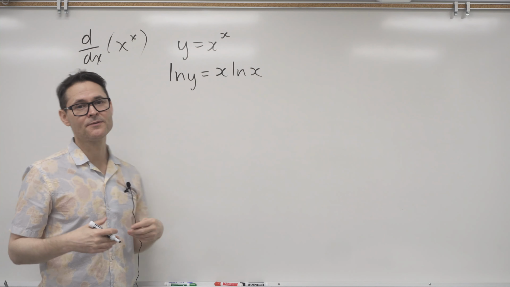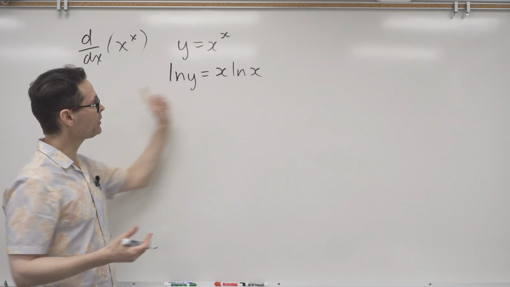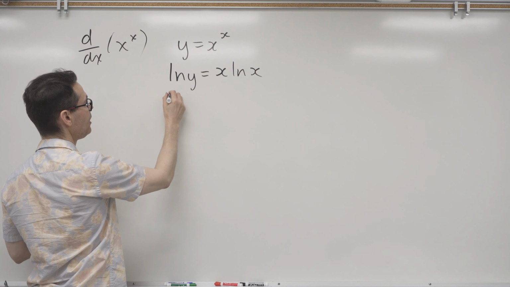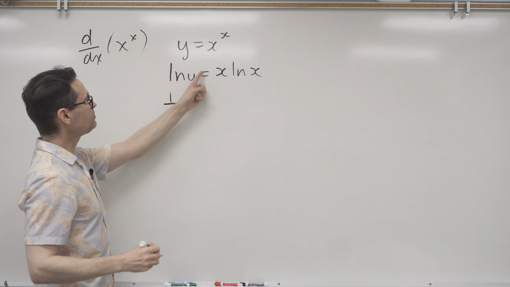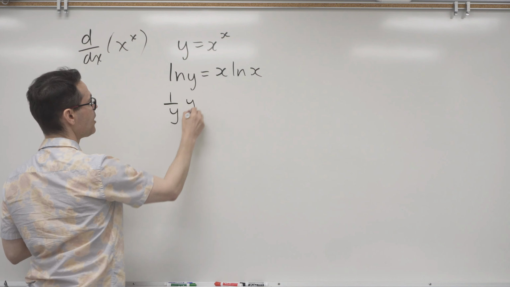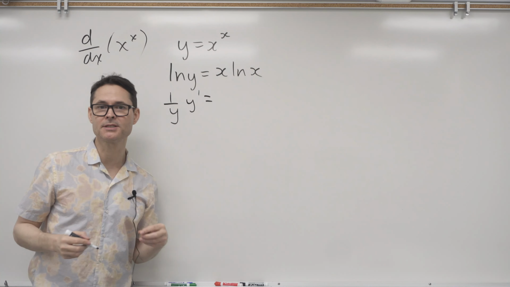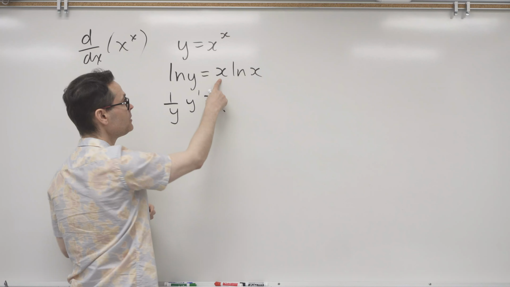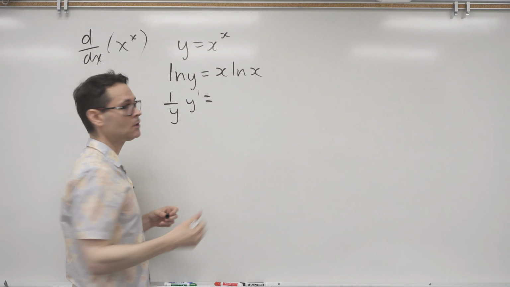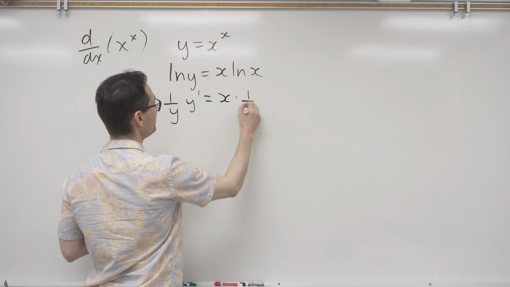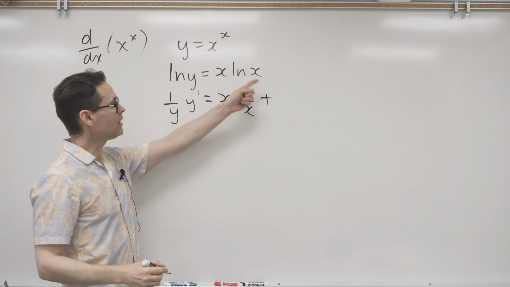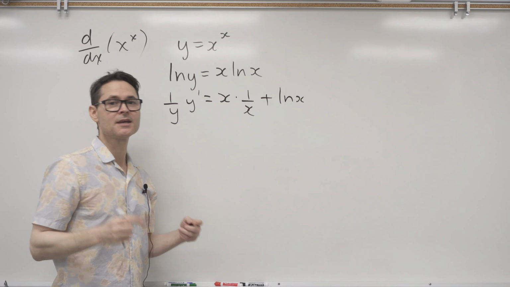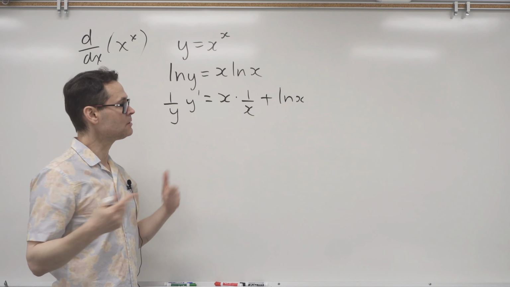Okay, now I have to deal with implicit differentiation. So I'm going to differentiate through. The derivative of ln y is going to be 1 over y multiplied by the derivative of y, which is y prime. On the right-hand side, I've got x as my independent variable, so x times the derivative of ln x, so x times 1 over x, plus ln x times the derivative of x. Since x is the independent variable, the derivative of x is just going to be 1.